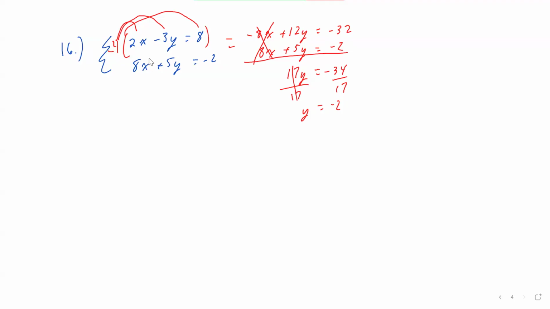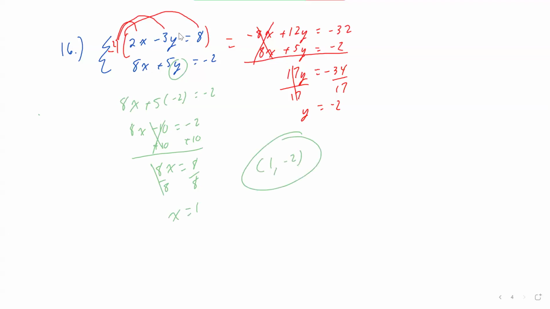I'm just going to play around with the equation I haven't messed with yet. So it's giving me 8x plus 5 times negative 2 equals negative 2. And then I get 8x minus 10, but again, it doesn't really matter, equals negative 2. I'll add 10. This will give me 8, divide by 8. So x gives me 1. So my answer here is 1, negative 2. It doesn't matter which one you choose. At the end of the day, we will all get x equals 1.